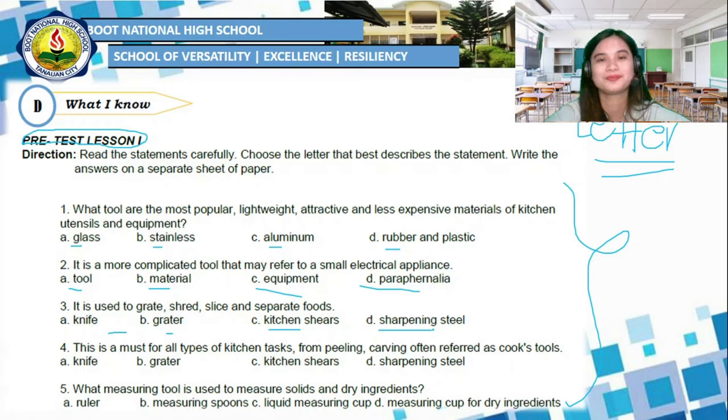Okay, now let's go on with number 4. This is a must for all types of kitchen tasks, from peeling to carving, often referred to as the cook's tool. A, knife. B, grater. C, kitchen shears. Or D, sharpening steel.